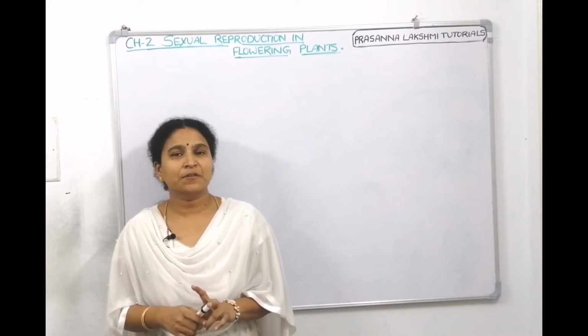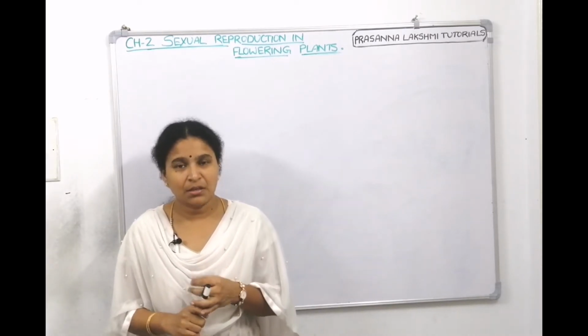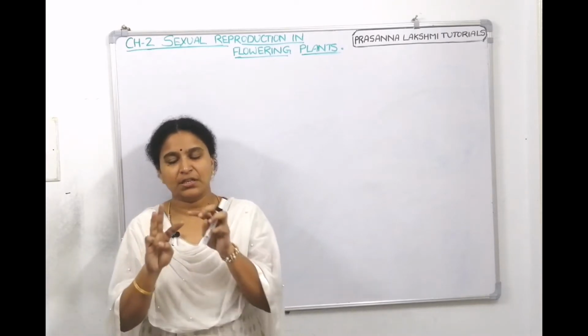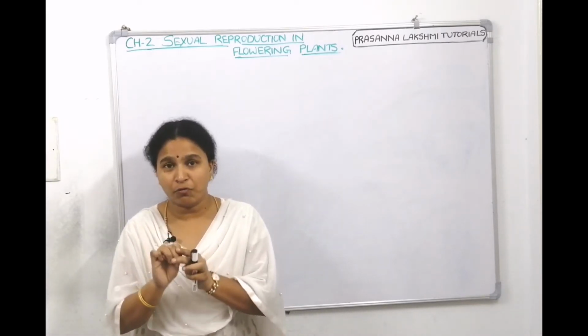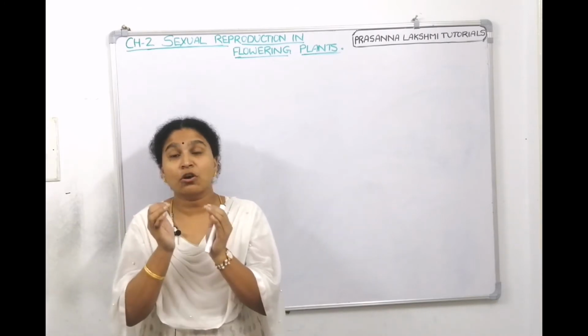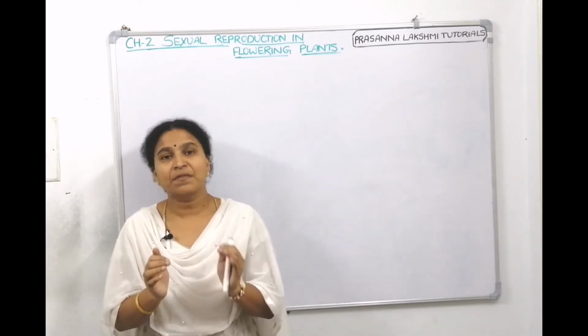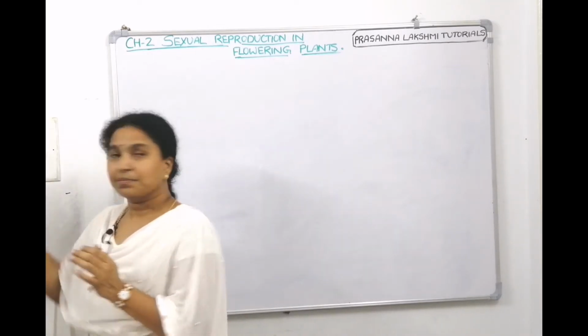In the last lecture, we started with the female reproductive organ of a flower, that is carpel or pistil. The three parts of a pistil we have seen: stigma, style and ovary. Inside the ovary, we saw a structure called ovule, which is the megasporangium. So we will continue with that in today's class.